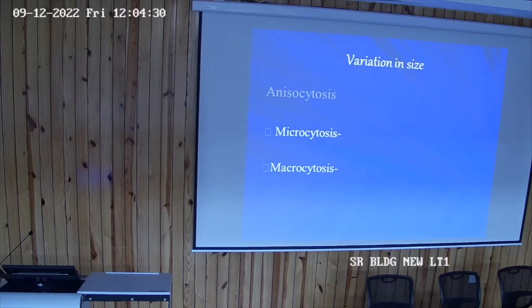So these terms will come when we go for the applied aspect. This concept should be clear: variation in size and variation in shape.